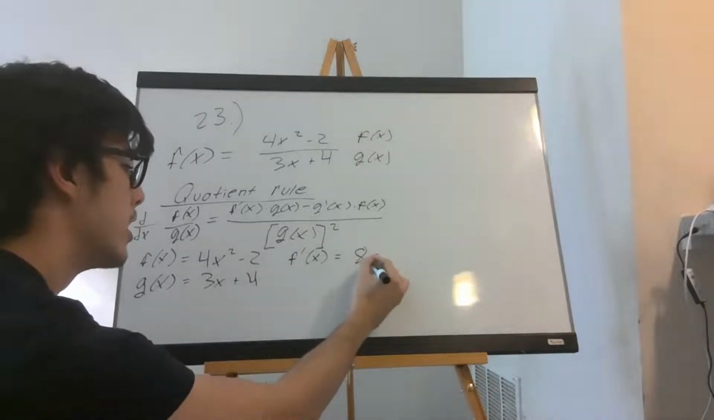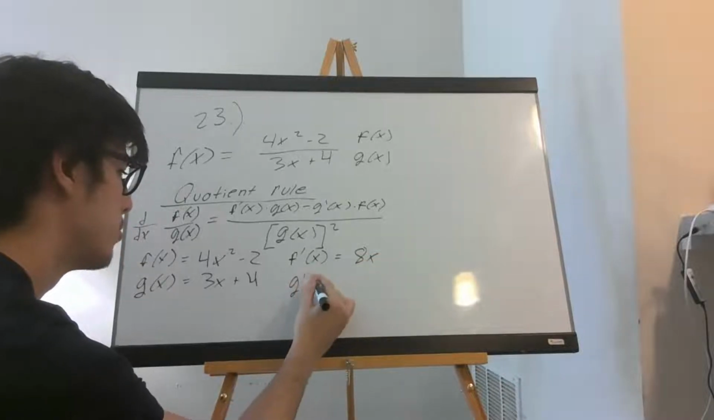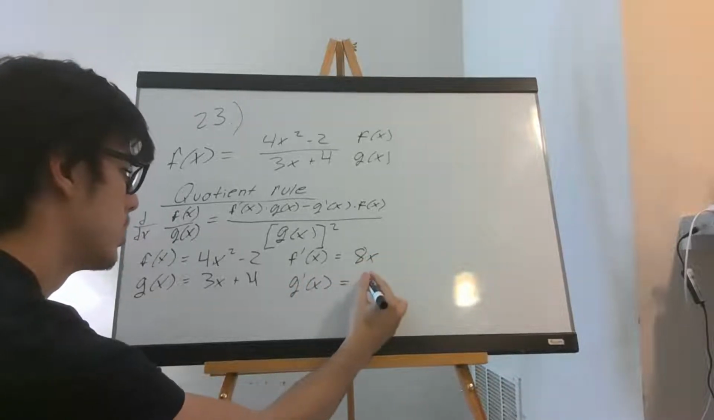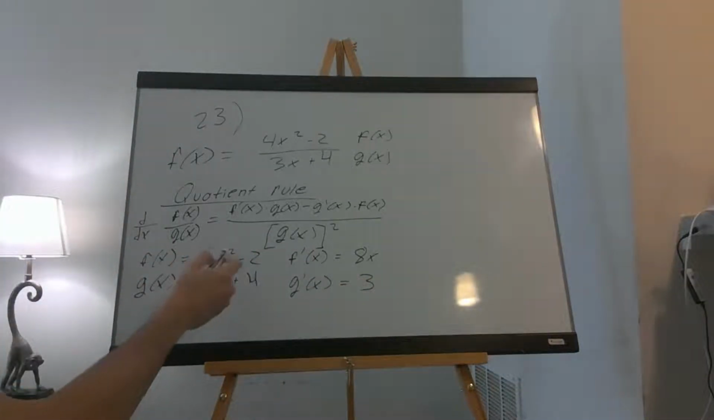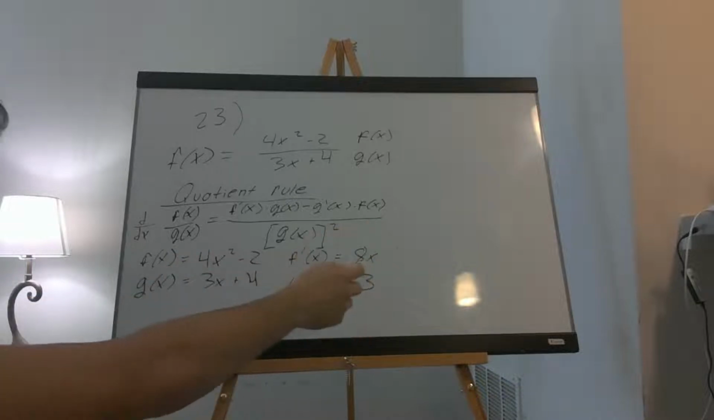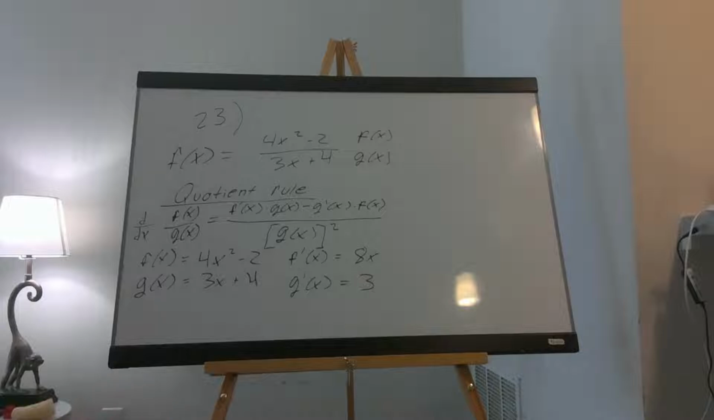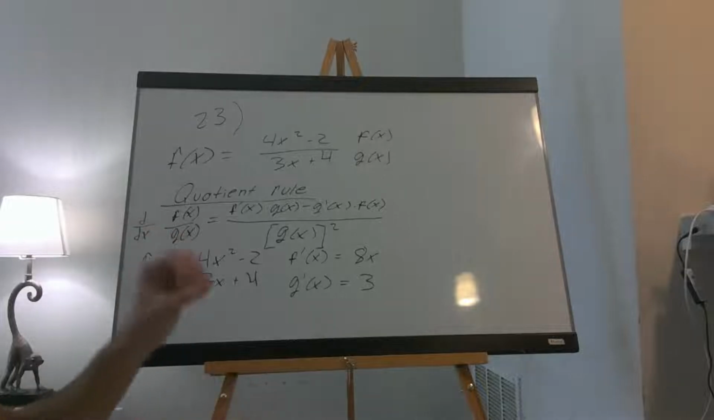So f prime of x is 8x, and g prime of x equals 3. And the way I got that is I used the power rule here. So 2 times 4 is 8, 2 minus 1 is 1, so x to the first power is x, so 8x for f prime of x. And then for g of x, 1 times 3 is just 3, and then 1 minus 1 is 0, x to the 0th power is 1, because anything raised to the 0th power is 1. And then the 4 and the -2 are constants, and the derivative of a constant is always going to be 0.